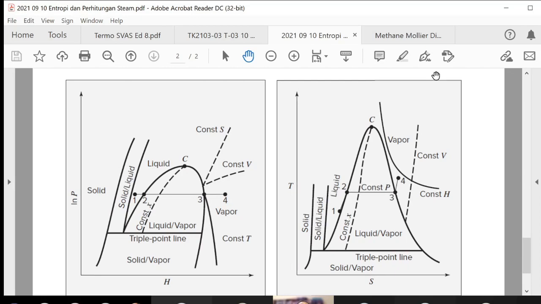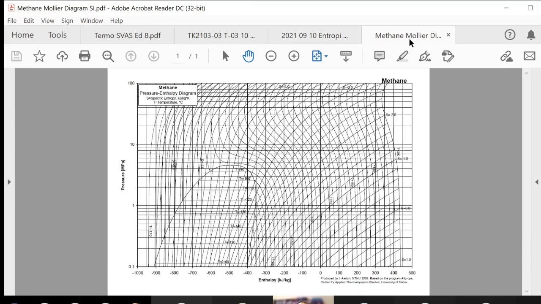Okay, now I go to another example, methane. It gets complicated, but it is simple. Once you understand this, it will be simple. It has been uploaded in the Microsoft Teams of this course. If you want to download, you may download. It is the Mollier diagram of methane. It is not for steam. It is not for water. But the reason I put this curve is so that you understand the meaning of enthalpy, entropy, temperature, pressure, volume.